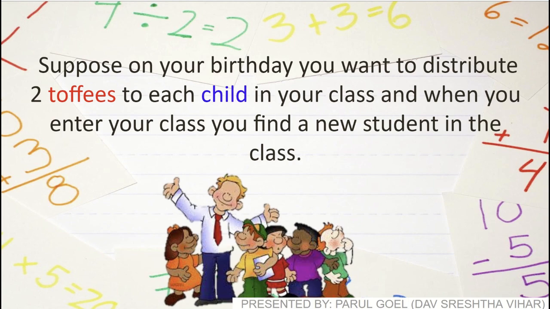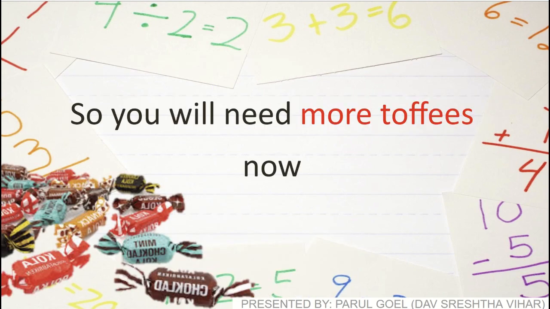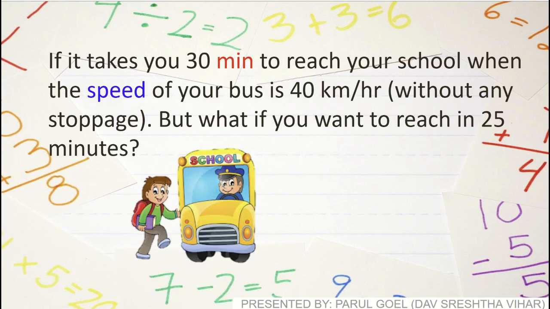Suppose on your birthday you want to give toffees in your class, and you want to give two toffees to each child in your class. But when you enter your class, you find a new admission in the class. So now definitely you will need more toffees. Let's consider one more situation.